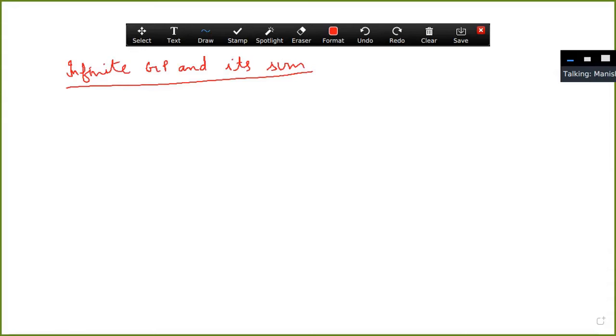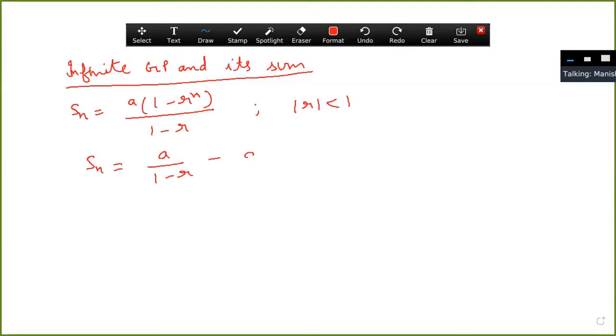As in the previous lecture we have studied, the sum of n terms of a GP is equal to a into 1 minus r to the power n upon 1 minus r, where mod of r is less than 1. We can write this statement as Sn is equal to a upon 1 minus r minus a r to the power n upon 1 minus r, like this.